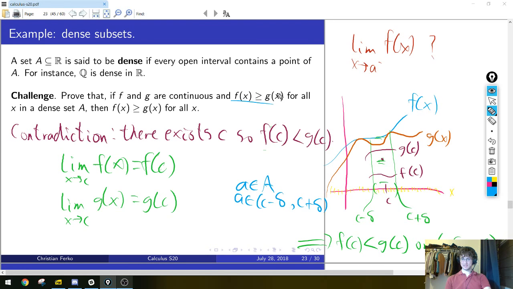Sure, but I don't know how to get there. Well, what's the definition of dense set again? Oh. Wait.